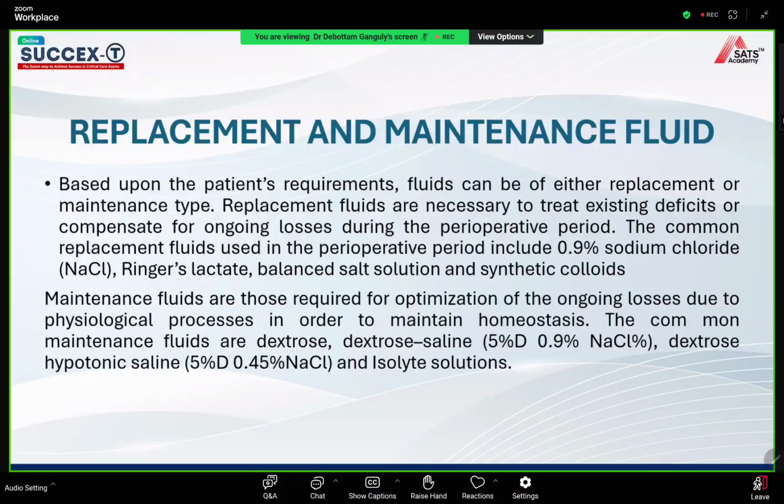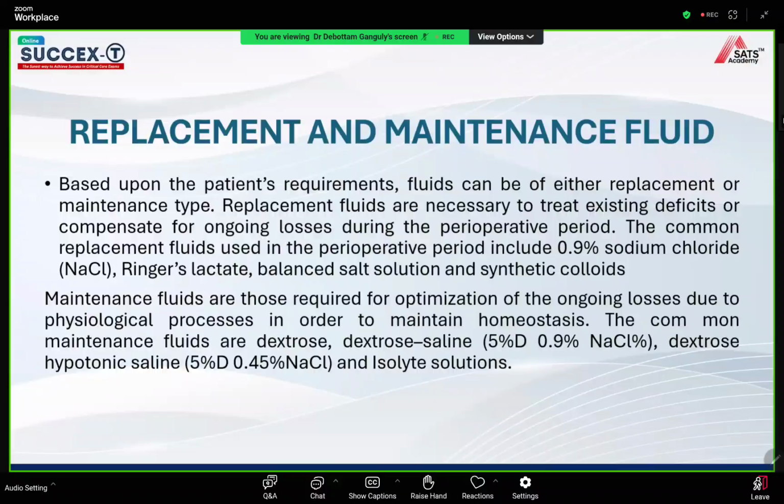Now, replacement fluid and maintenance fluid. According to patient requirement, there are two types of fluid we can broadly classify. One is replacement and one is maintenance. Replacement fluids are necessary to treat an existing deficit or compensate for ongoing losses during the perioperative period. So the patient who is NPO has a deficiency, we have to replace that.